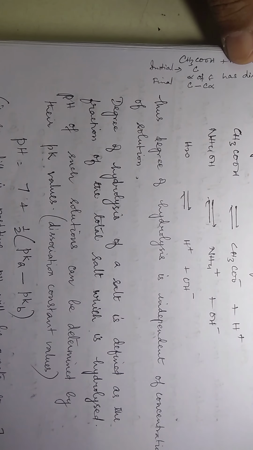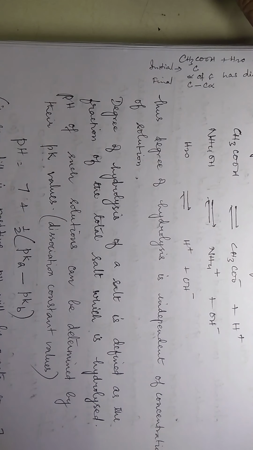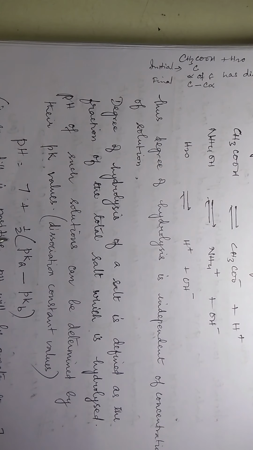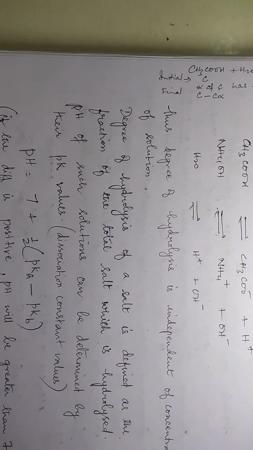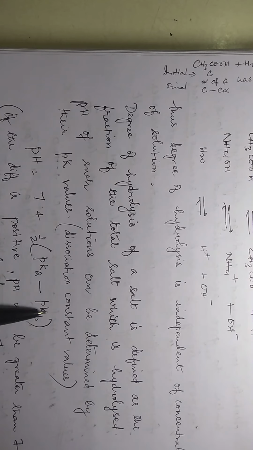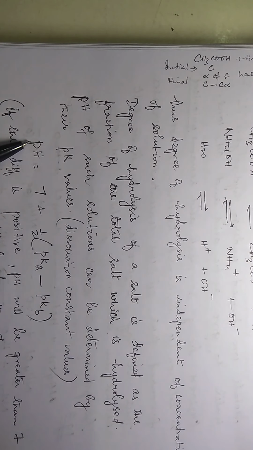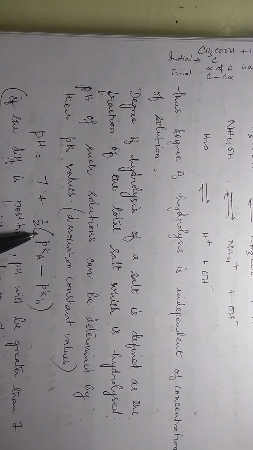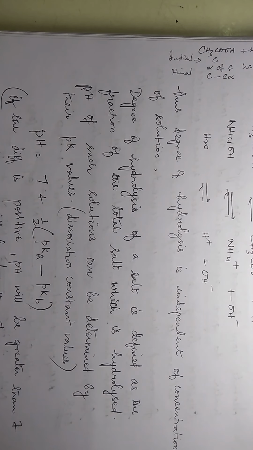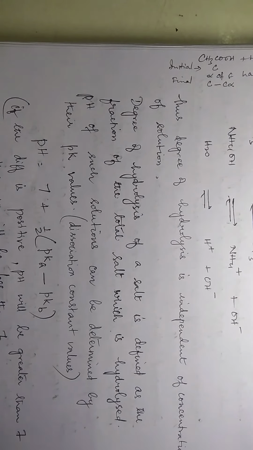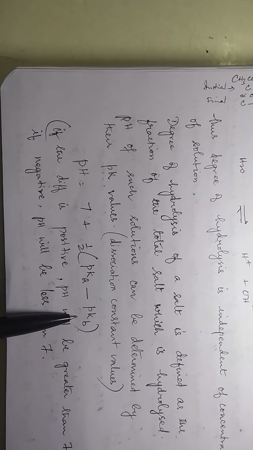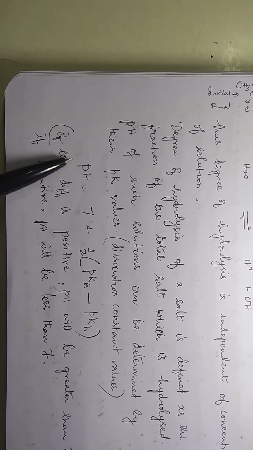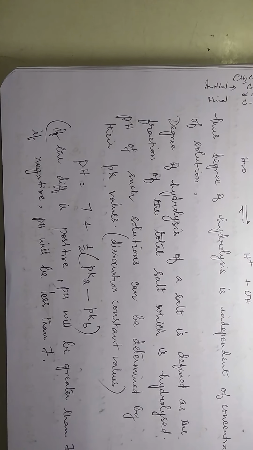Okay, so the final expression is pH of such a solution is equal to 7 plus half of pKa minus pKb. Now, if the difference is positive, then the pH will be above 7. And if at all the difference is negative, then pH will be less than 7. Okay, pH will be less than 7. So you just need to know this expression. You will be given pKa, pKb and all that, and you just have to find out pH. It will be a very simple numerical.